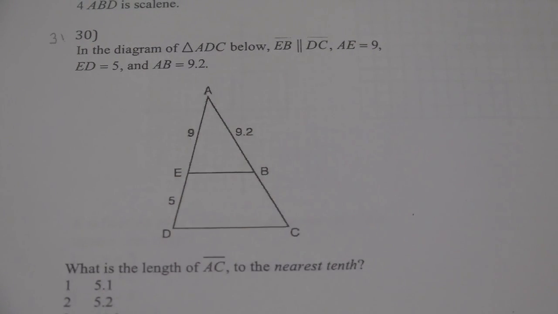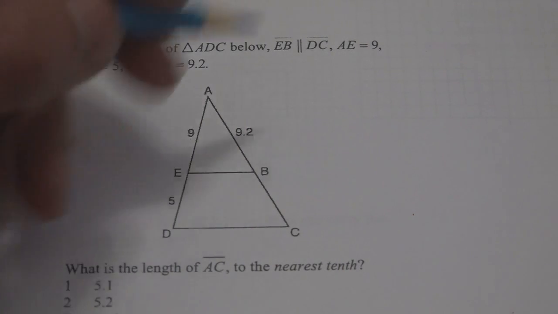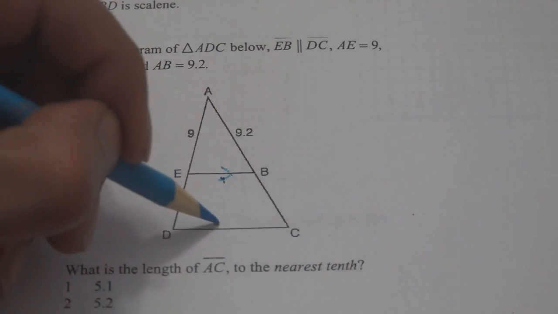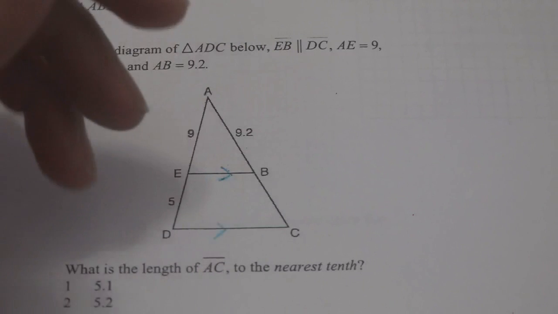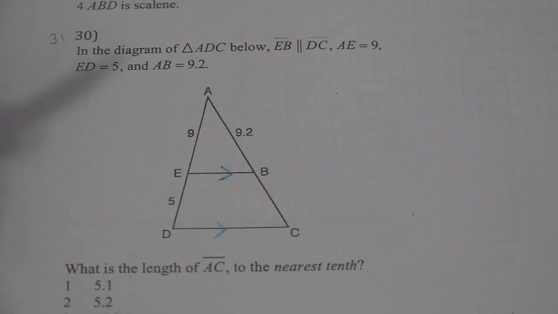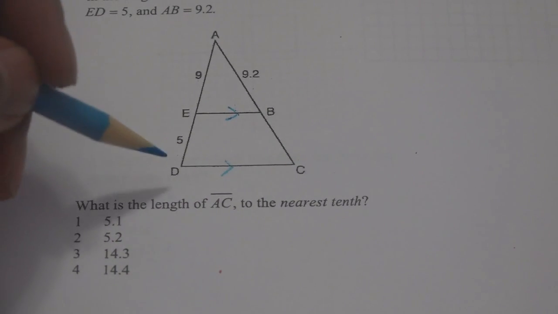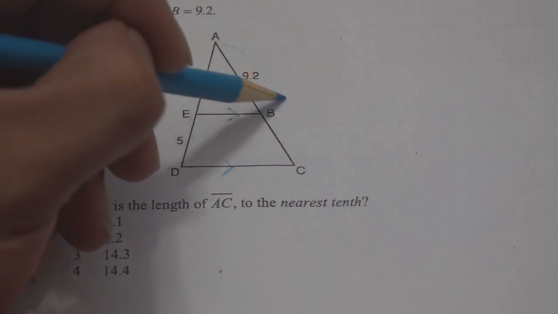In the diagram of triangle ADC below, EB is parallel to CD. So EB is parallel to DC. Okay. So what else? AE is 9, ED is 5, AB is 9.2. Okay, and what do they want? They want, what is the length of AC? They want to know this length right here.